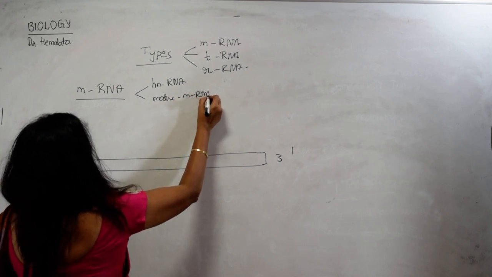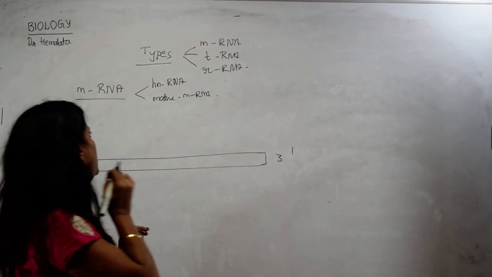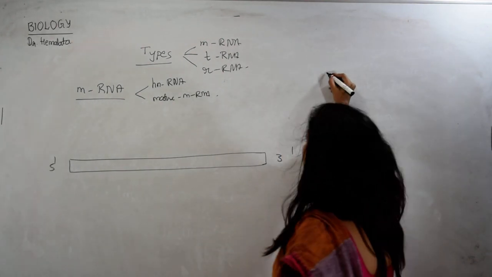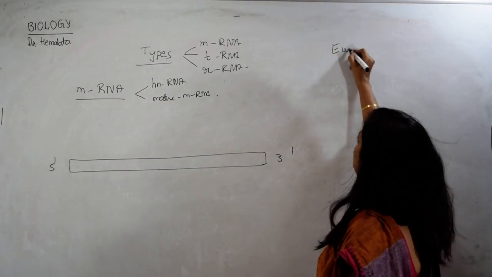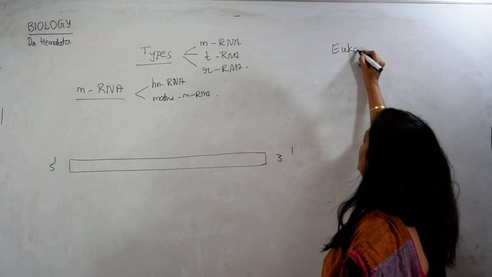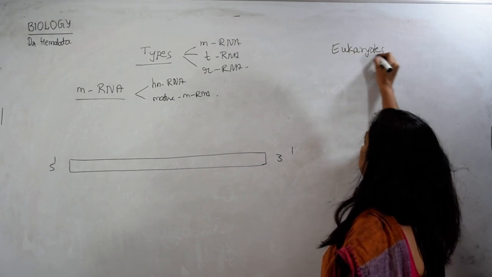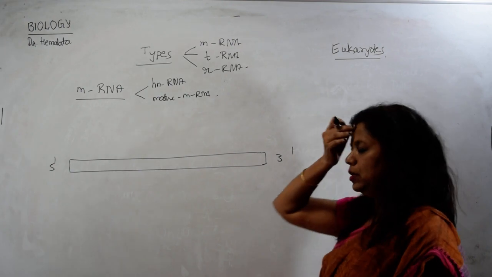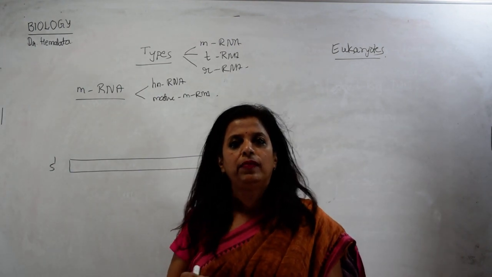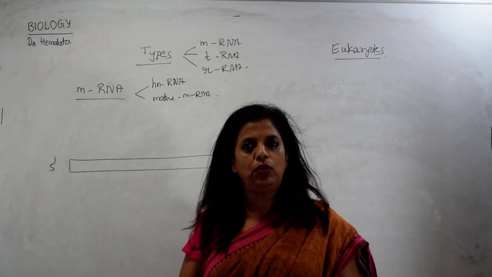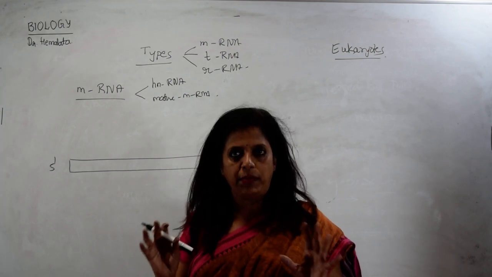There are 2 types. What is hnRNA? First, let me explain what is happening in eukaryotes. In eukaryotes, you get heteronuclear RNA. So, what are eukaryotes? The organisms that contain a true nucleus. What is a true nucleus? They have a nuclear membrane, right?